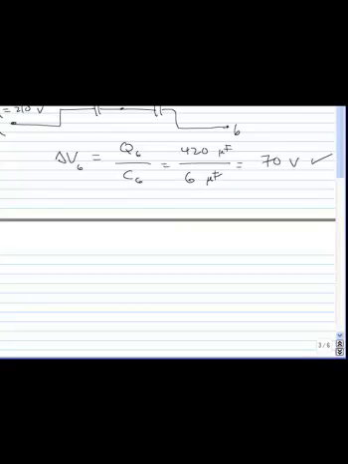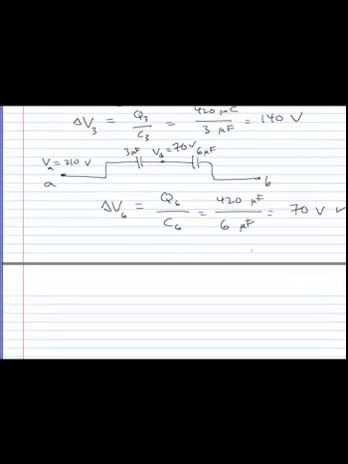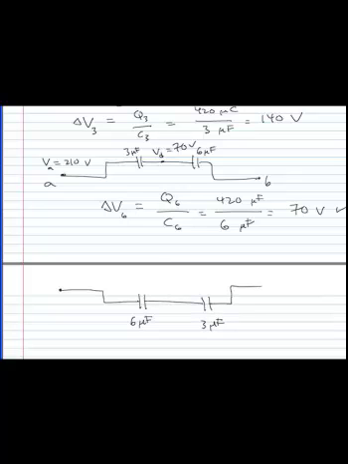Now you should stop the video and do the lower leg yourself. You're starting at A, going through a 6 microfarad capacitor, a 3 microfarad capacitor, and back to B, and you need to find the voltage at point C. Do it yourself and then start the video again.